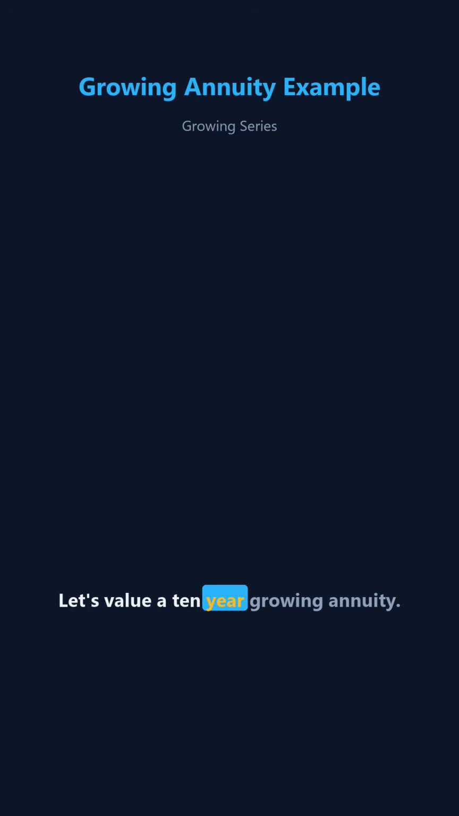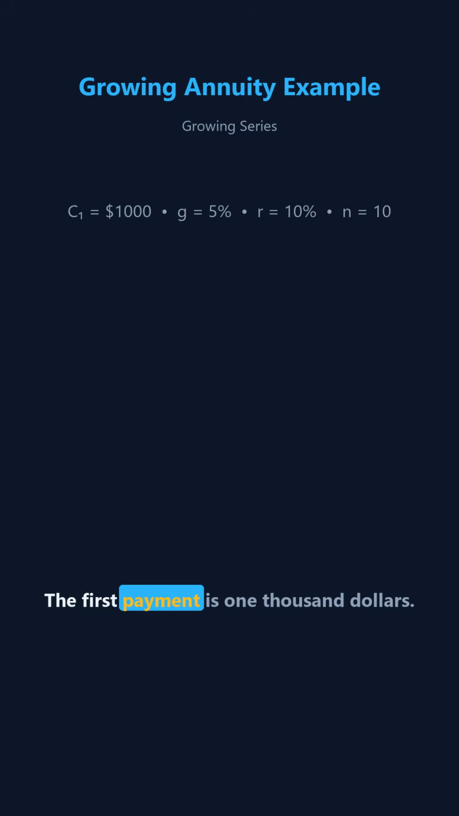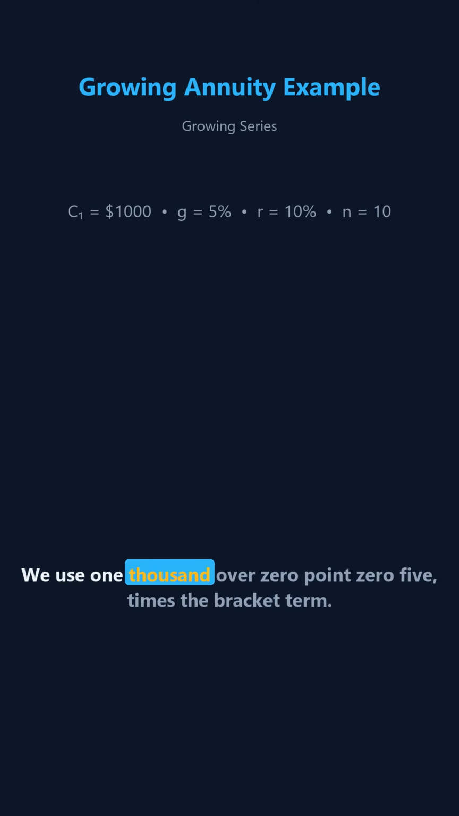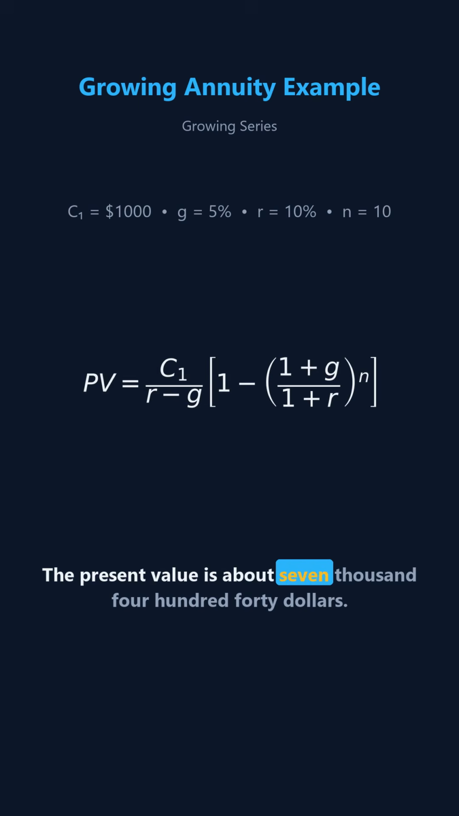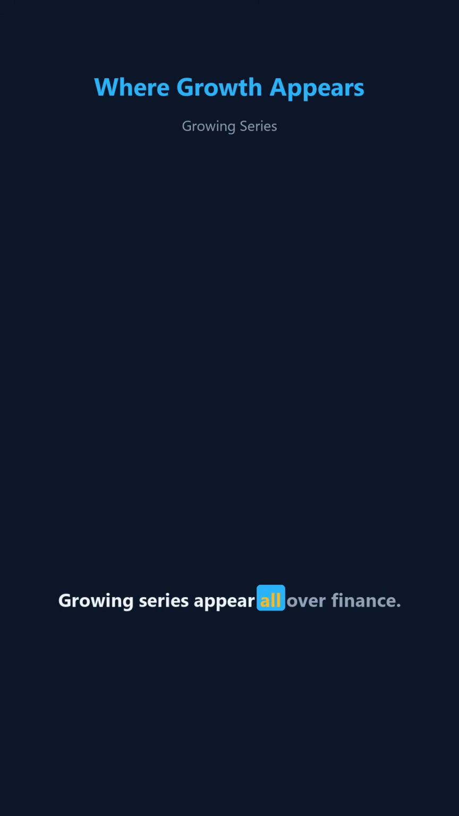Let's value a 10-year growing annuity. The first payment is $1,000. It grows 5% a year for 10 years. The discount rate is 10%. We use 1,000 over 0.05 times the bracket term. The present value is about $7,440.